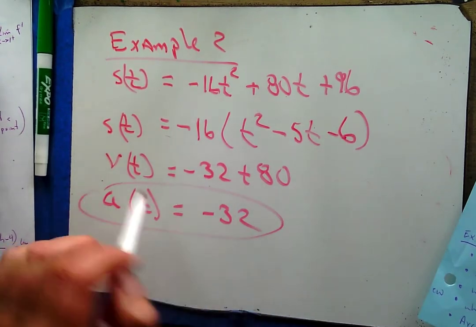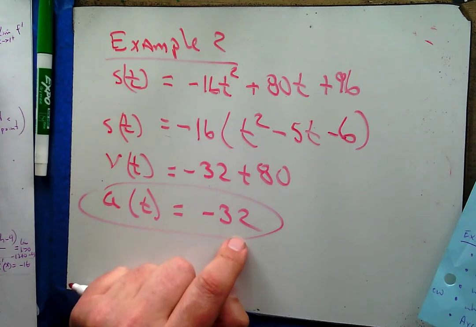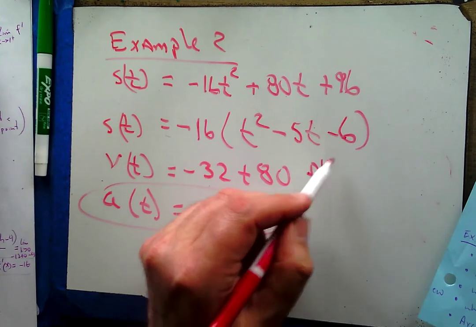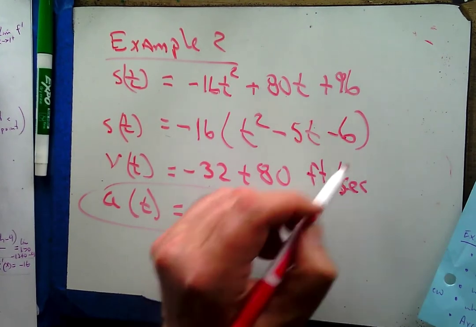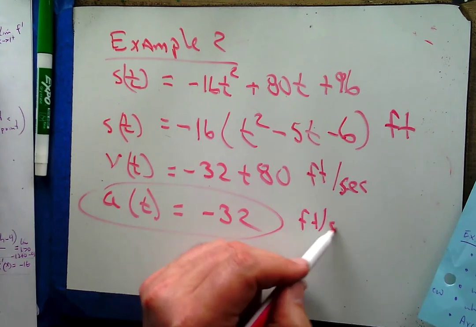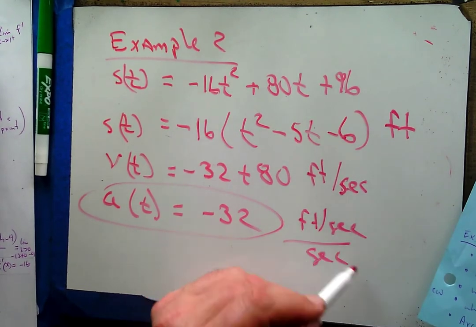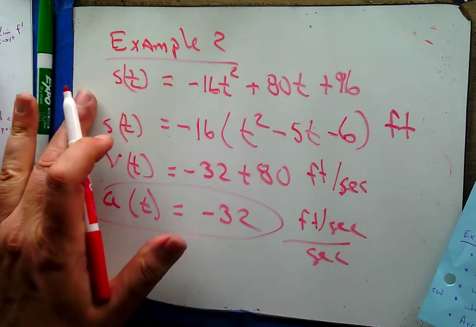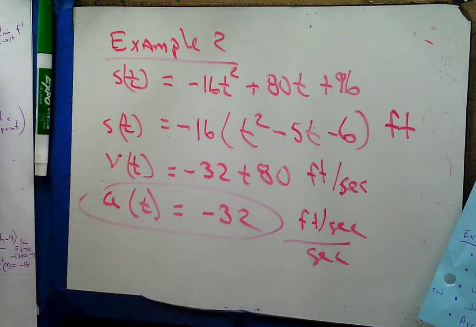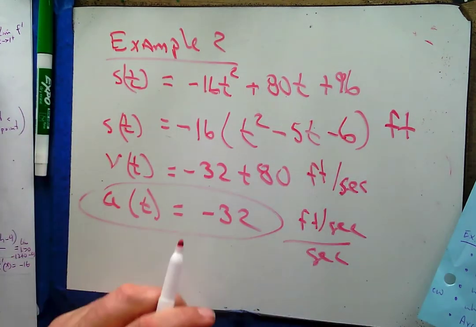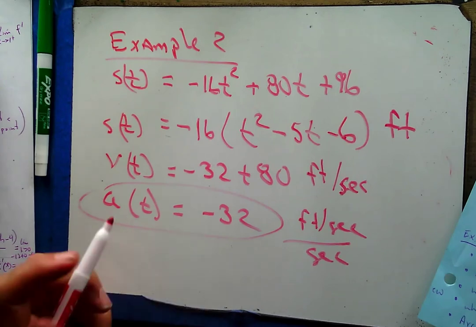And because I see that negative 32, I know I'm talking about feet. This is feet per second. This is feet, and this is feet per second per second. Okay, so I've got position, velocity, acceleration, and now they're going to ask me some questions, and I'm going to have to figure out which of these to use. I might have to use some combination of them as well.